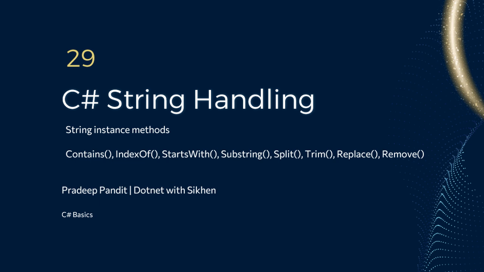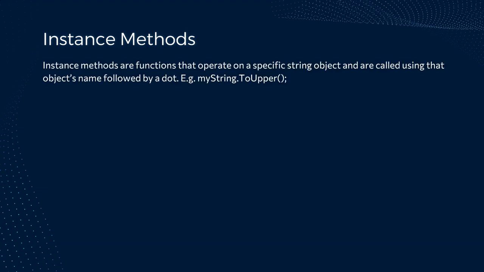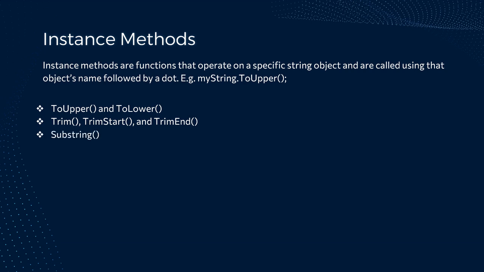So let's get started. Instance methods. So what are instance methods? Instance methods are functions that operate on a specific string object and are called using that object's name followed by a dot. For example, myString.ToUpper. So today we will discuss these instance methods: ToUpper and ToLower, Trim, TrimStart and TrimEnd, Substring, Replace and Split. So let's flip to the Visual Studio.